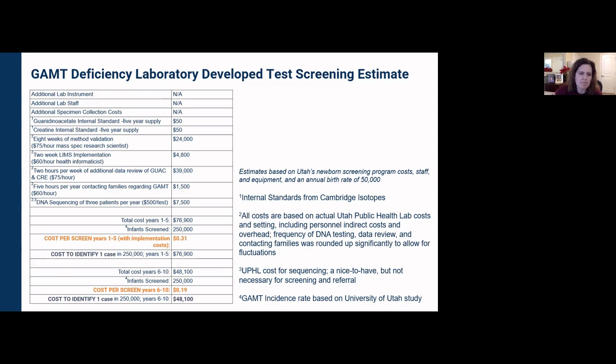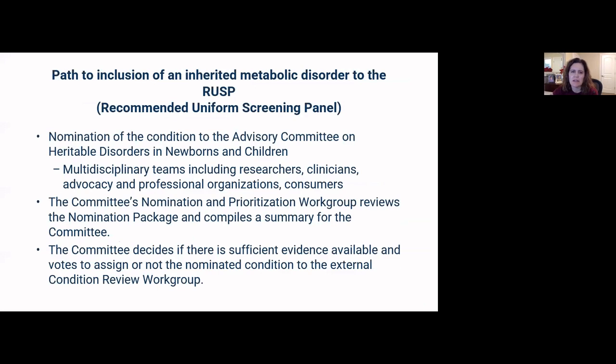Anyways, beyond that, when you do not have to factor in the implementation, the cost is as low as 19 cents a baby. So we just wanted to share all of that to give you an idea of the low impact of integrating GAMT into the screening. So next slide, please. And then I'll let Dr. Pasquale finish up.